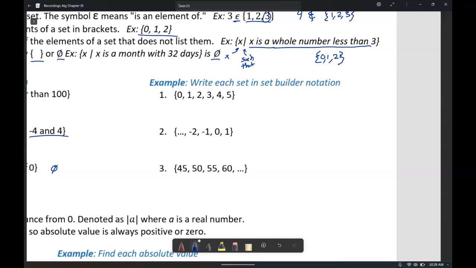Next, we want to write them in set builder notation. So remember, set builder always starts with X such that X. It doesn't have to be the variable X. It could be any variable, but we usually use X. X such that X is, and then we describe it.